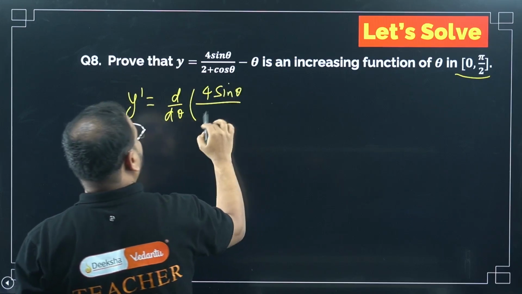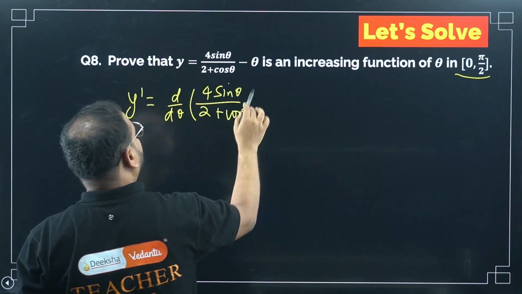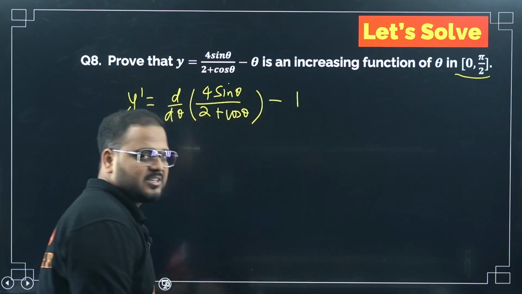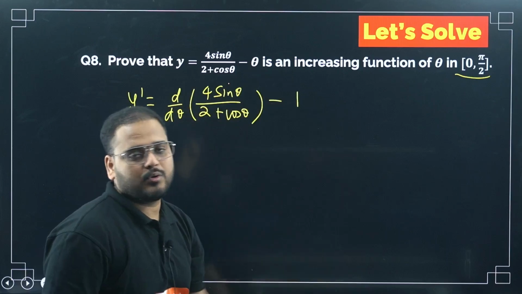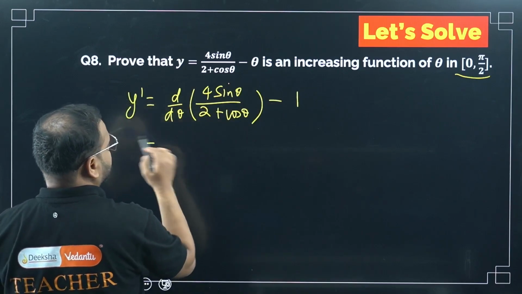Quotient rule I'll apply. I'll apply what? Quotient rule I will apply over here, and this will be simply 1. Please understand this. D of d theta will be what? For theta 1 only. Okay. Now moving on, use the quotient rule over here.